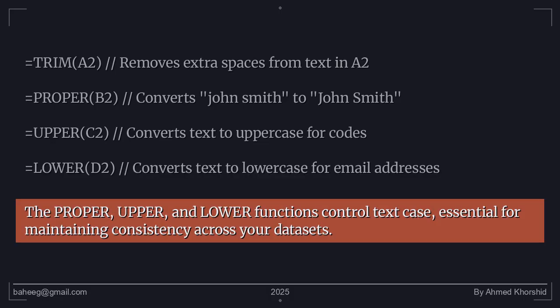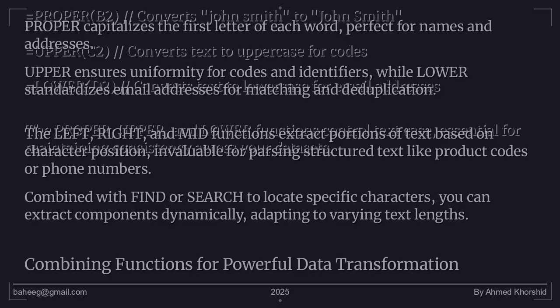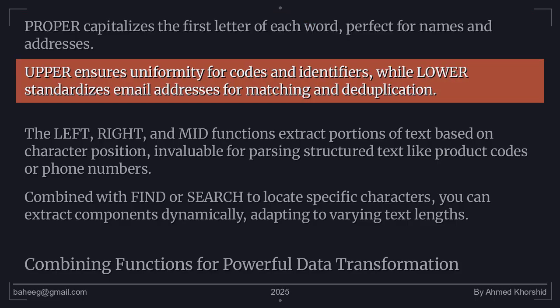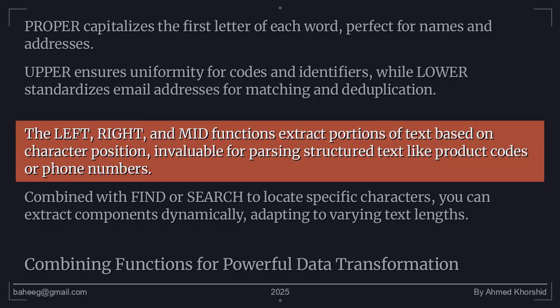The PROPER, UPPER, and LOWER functions control text case, essential for maintaining consistency across your datasets. PROPER capitalizes the first letter of each word, perfect for names and addresses. UPPER ensures uniformity for codes and identifiers, while LOWER standardizes email addresses for matching and deduplication. The LEFT, RIGHT, and MID functions extract portions of text based on character position, invaluable for parsing structured text like product codes or phone numbers.